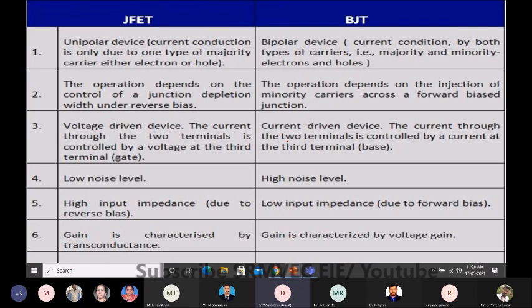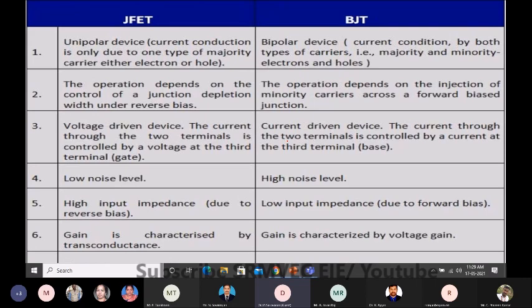The gate controls this. JFET is a voltage device and BJT is a current driven device. With respect to noise, BJT has high noise because minority charge flow is there, but in JFET only majority carriers flow, so the noise level will be low. And a very important factor of JFET is high input impedance due to the reverse bias. The input is reverse biased, whereas due to forward bias in BJT you will have low input impedance. High input impedance is very important for many applications, so we will go for that.